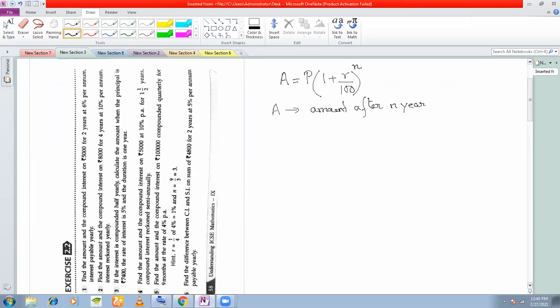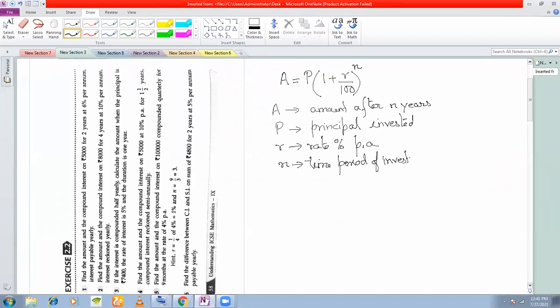That is, suppose you invest 1000 rupees and at the end of 5 years you get 1100 rupees. So 1100 is the amount. P is called the principal invested, or money invested. R is the rate percent per annum, PA means per annum. N is the time period of investment. It is expressed in years.